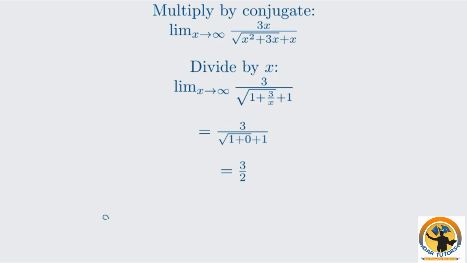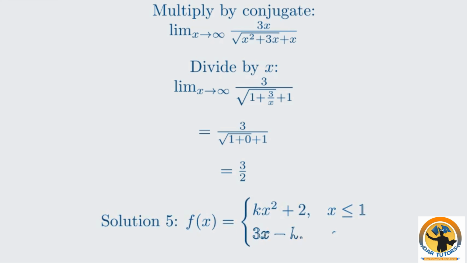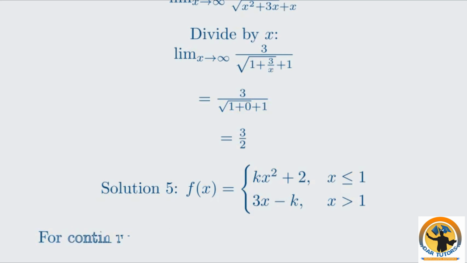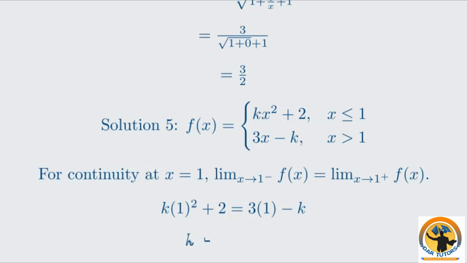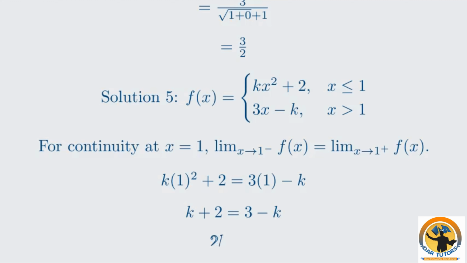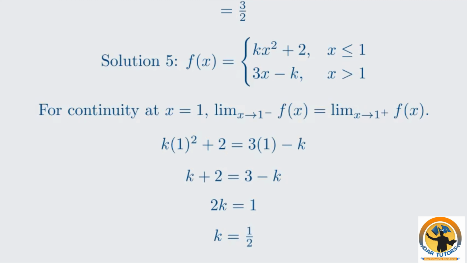For question 5, for the function to be continuous, the 2 pieces must meet at x equals 1. This means the left-hand limit must equal the right-hand limit. Setting the 2 expressions equal at x equals 1 gives us k plus 2 equals 3 minus k. Solving for k, we find that k must be 1/2.